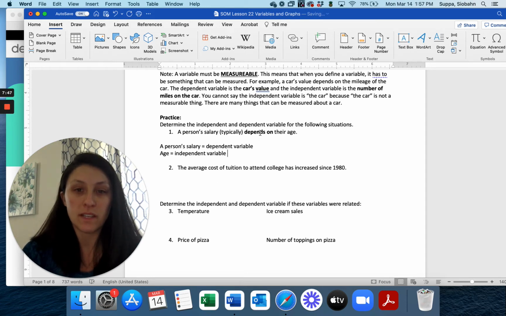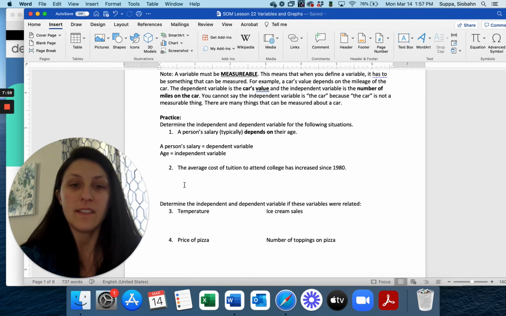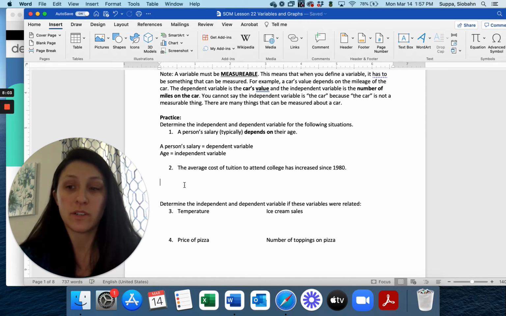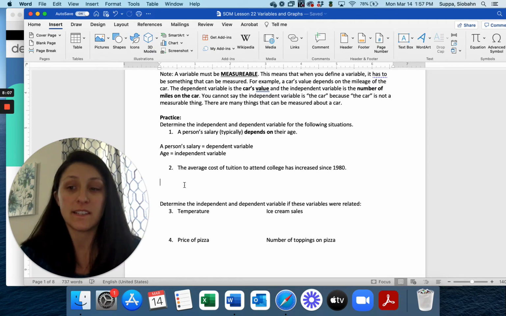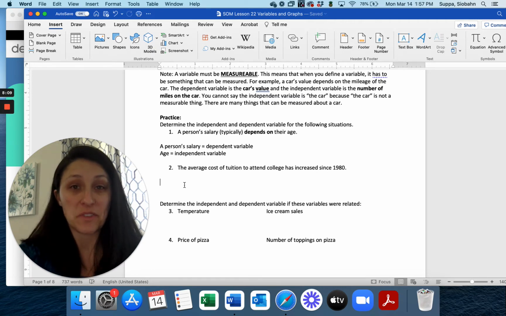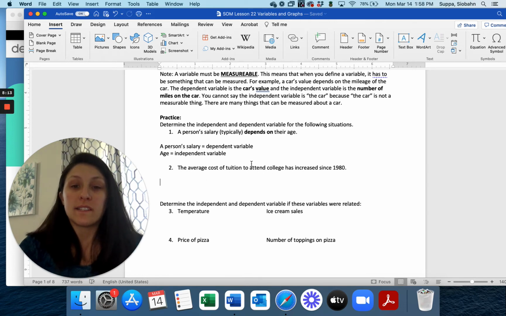Number 2 is missing kind of that key phrase. So maybe try to fill it in for yourself to see if you can figure out which variable is the independent and which one is the dependent. Okay, so the average cost of tuition to attend college has been increasing since 1980. I don't think there's any secret there. So which one of these is the independent variable?